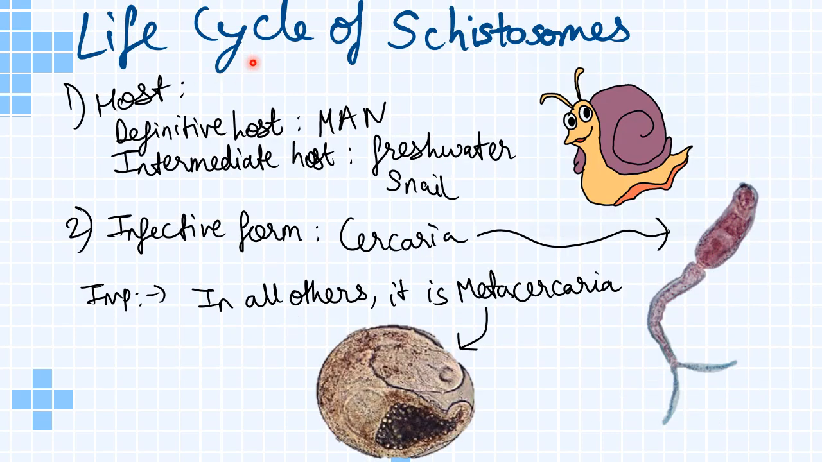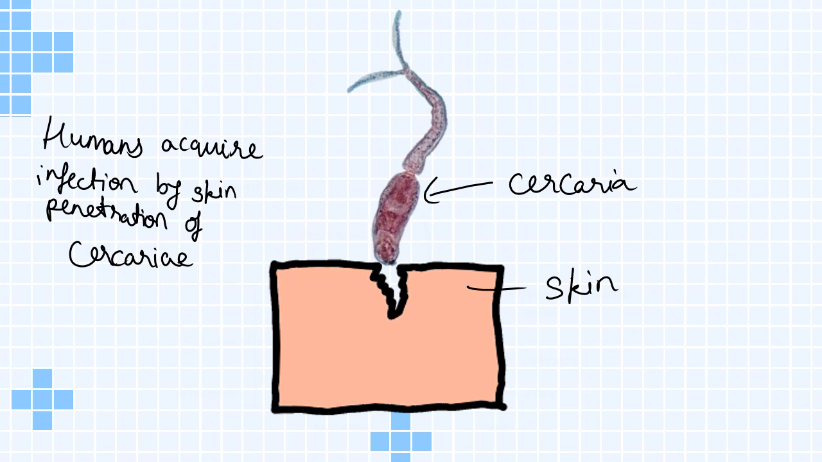Now let's talk about the life cycle of schistosomes. They require only a freshwater snail as their intermediate host. Unlike other trematodes, the infective stage is not Metacercaria, but Cercaria itself. This difference is extremely important for examinations. Let's see how humans become infected. Humans acquire Schistosomiasis when Cercaria directly penetrates the skin during contact with contaminated fresh water. No ingestion is required. After skin penetration, the parasite begins its migration through the body.